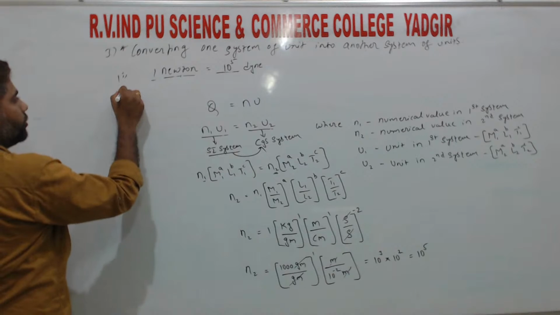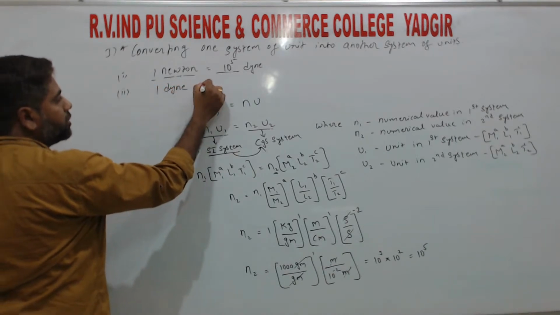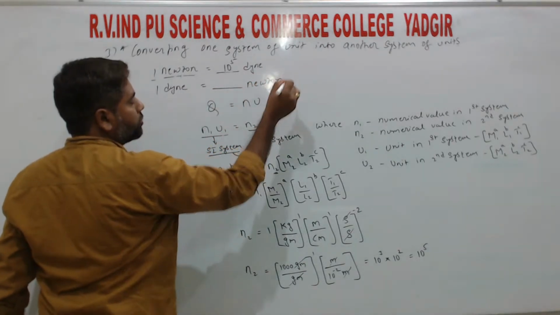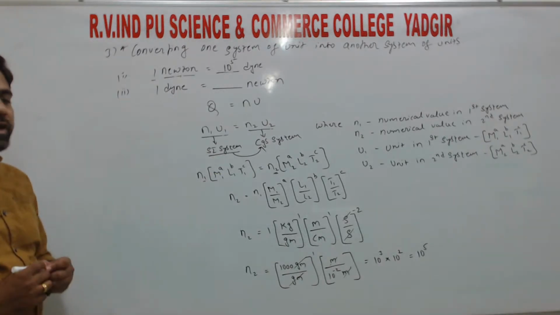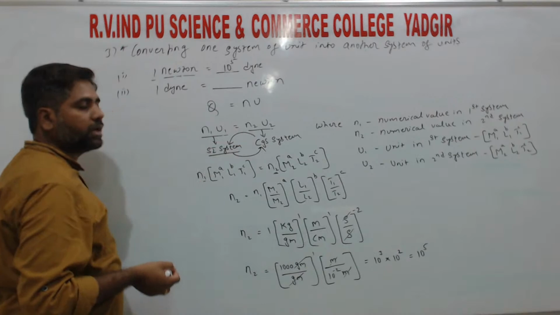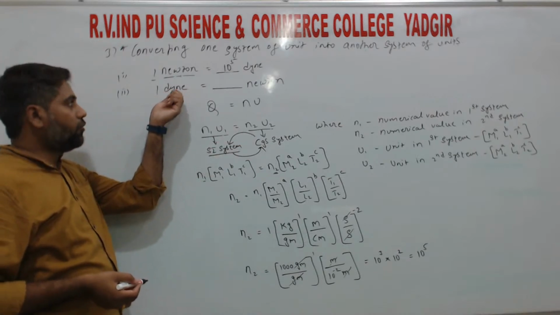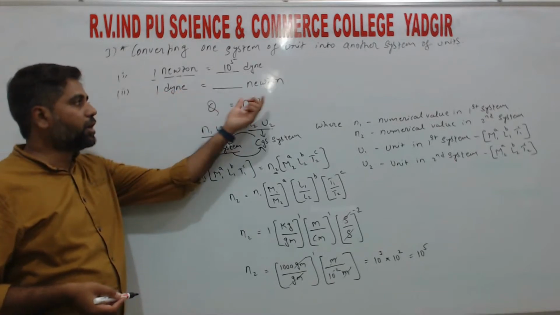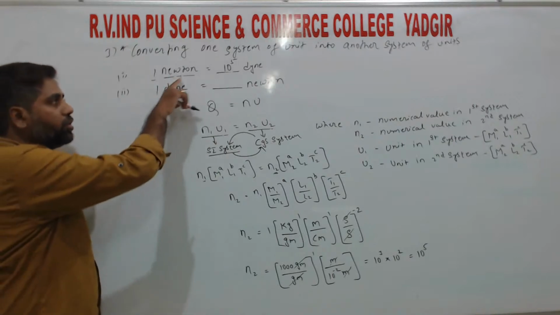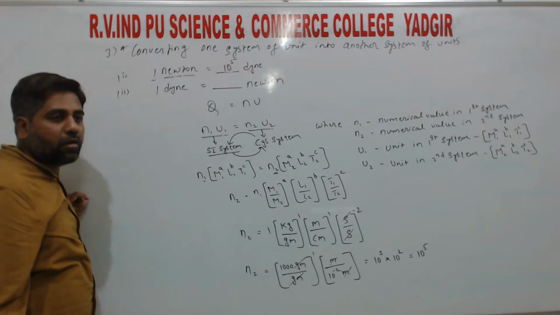So same, 1 dyne is equal to how many Newtons, right? So here I am converting from the CGS system into the SI system. Dyne is the unit for force in the CGS system and Newton is the unit for force in the SI system. So we now know how many dynes are in 1 Newton. Now we need to find out how many Newtons are in 1 dyne.